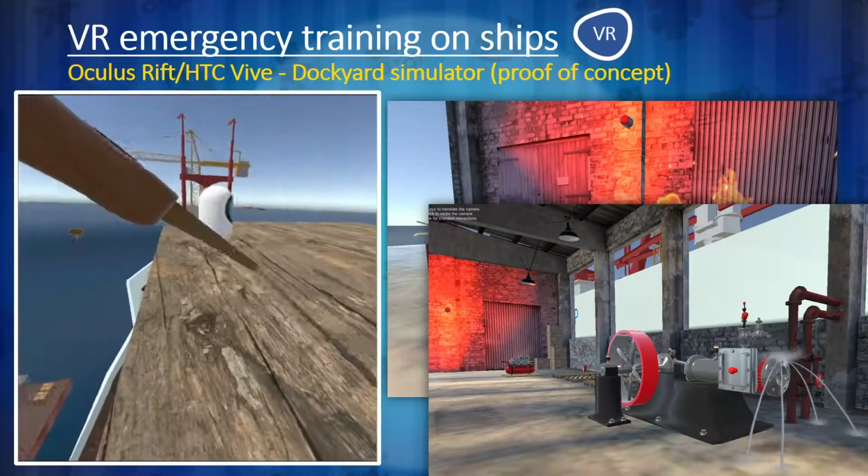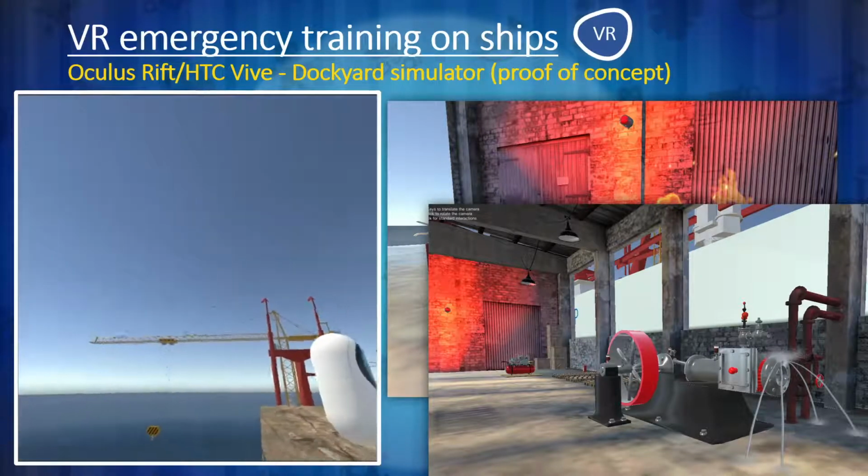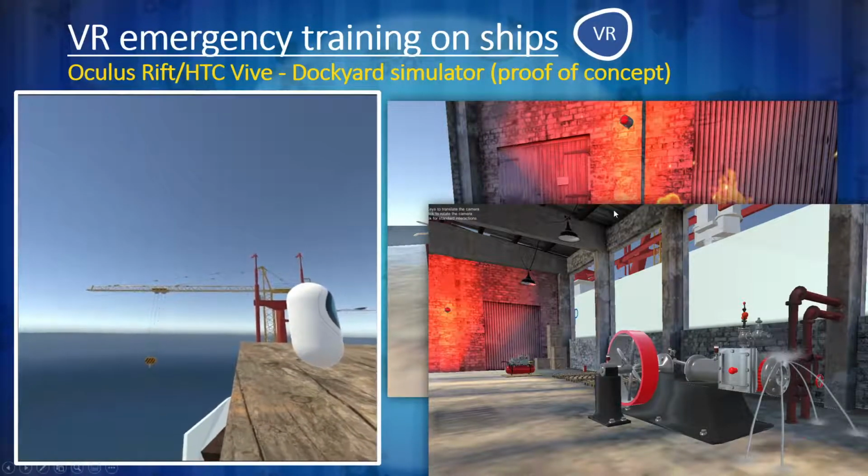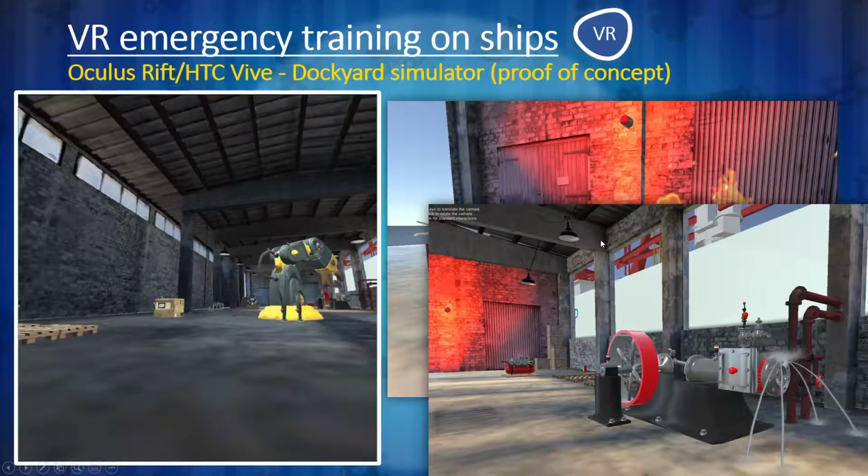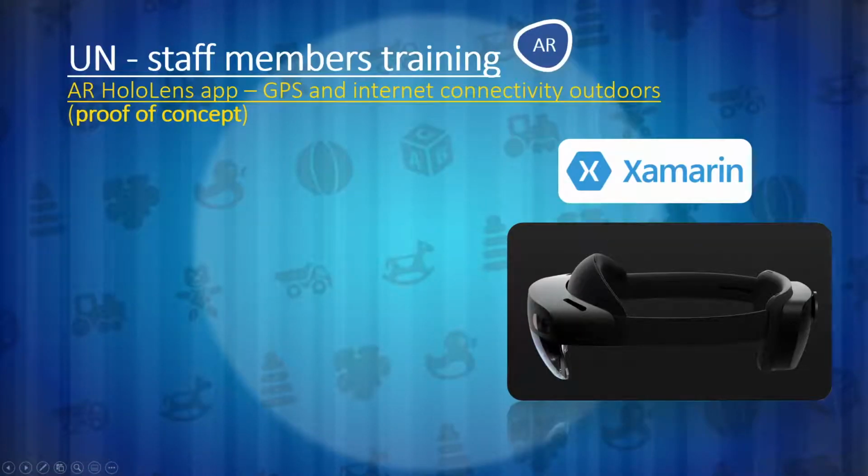Okay, so this is Dockyard Simulator. Let's take a look at the next application. This is an AR application built for Microsoft HoloLens device, and this project is done for CTBTO organization. This is the UN organization for preventing illegal nuclear tests.